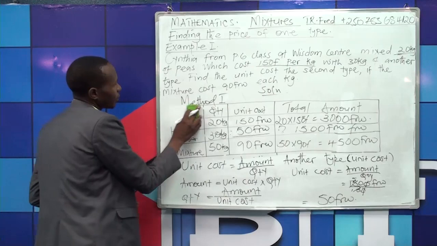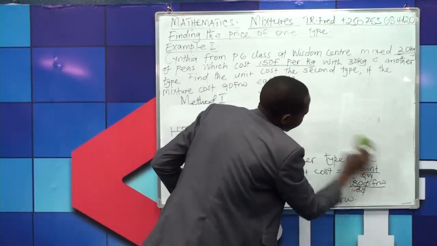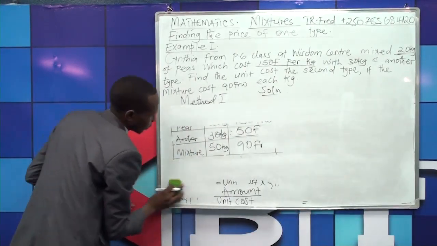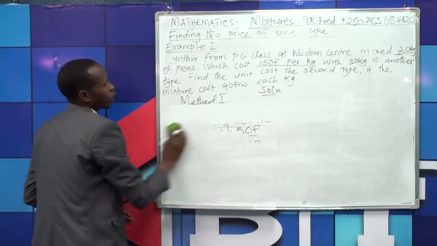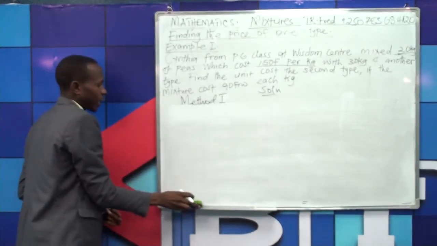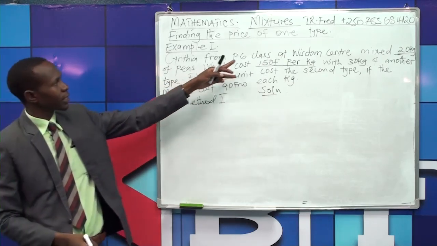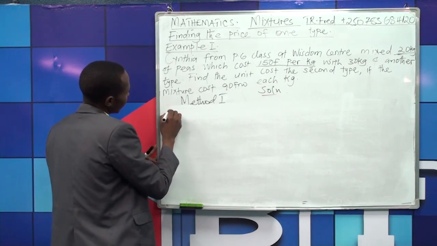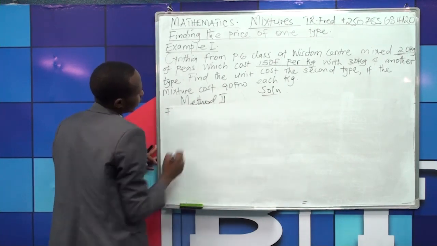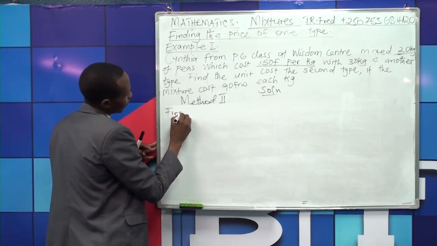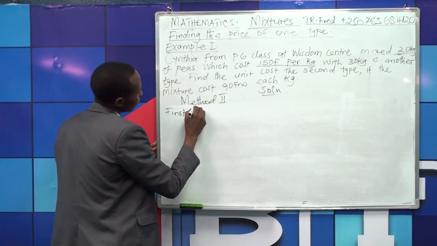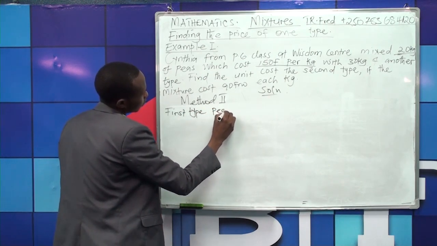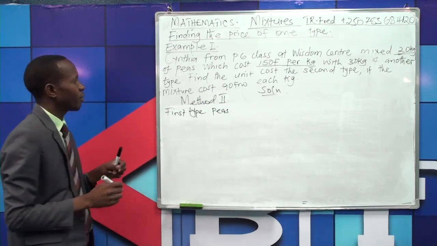So for the second method, we shall first of all identify our items. According to the question, we have the first type as peas. So I'll come here and first identify the first type. We are on the second method. First type, we have peas.